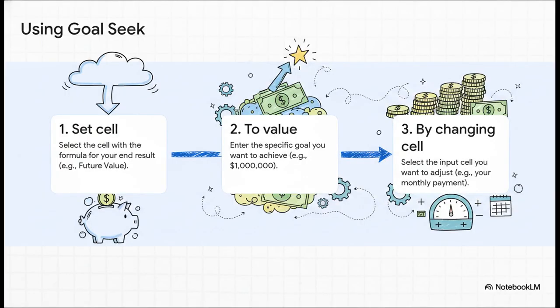So here's how easy it is. In the Set Cell box, you pick the cell that has your big formula, like your future value calculation. In To Value, you type in your dream number, $1 million. Then, in the By Changing cell box, you tell it which piece of the puzzle to solve for, like your monthly payment. You hit OK, and like magic, it instantly tells you what it's going to take to reach your goal. It's financial planning, but in reverse.